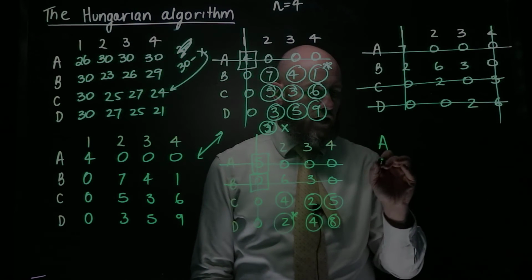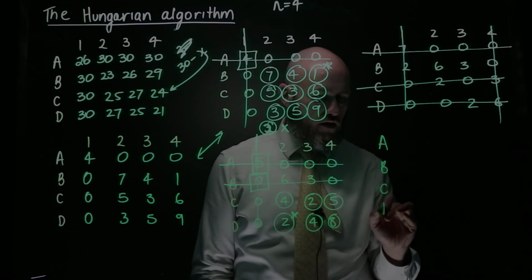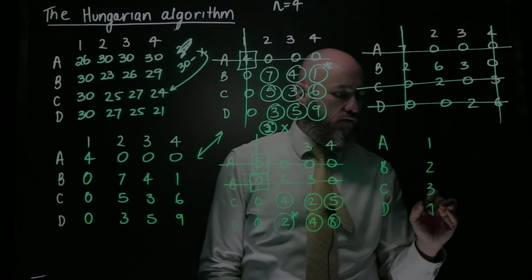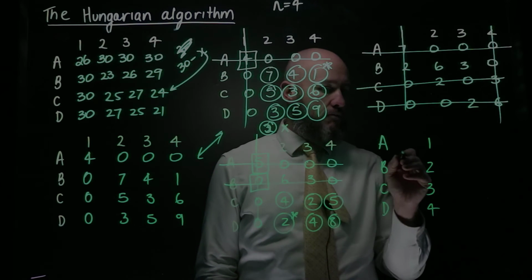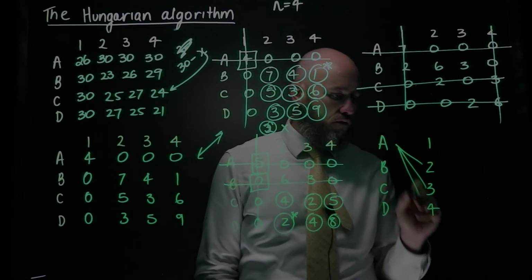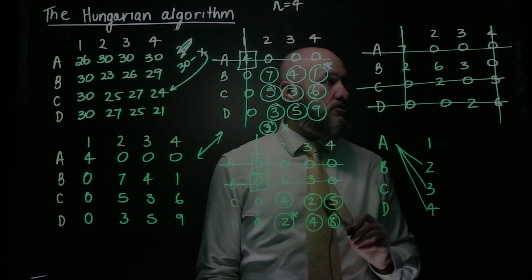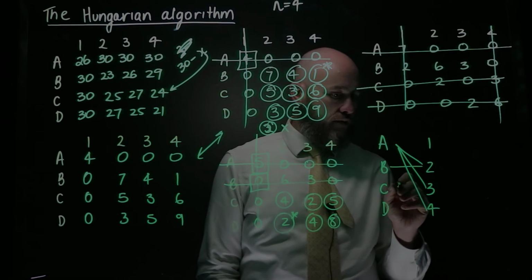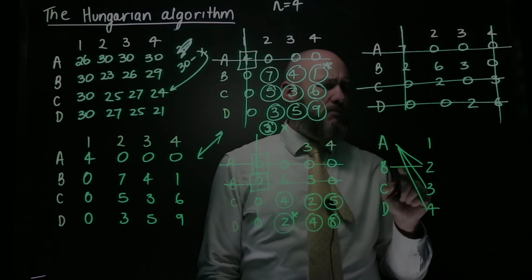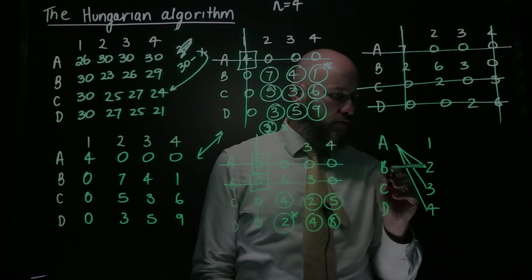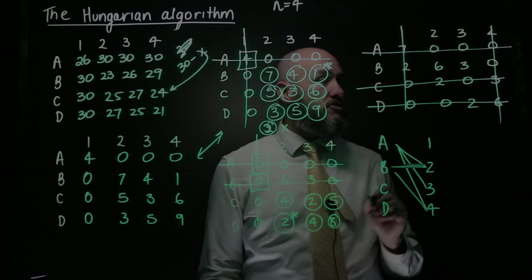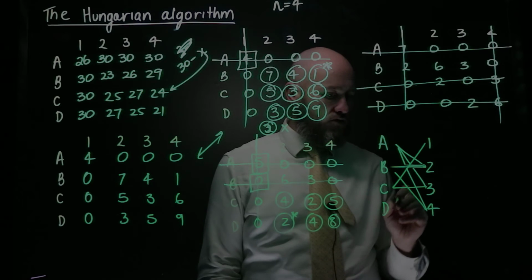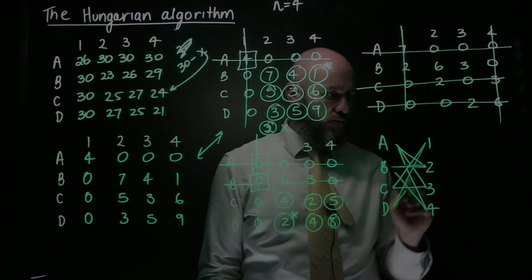I've got A, B, C, and D. And I've got 1, 2, 3, and 4. A can match to 2, 3, or 4. B can match to 4 only, so I can already see a bit of a way in here. Now C can match to 1 or 3, and D can match to 1 or 2.